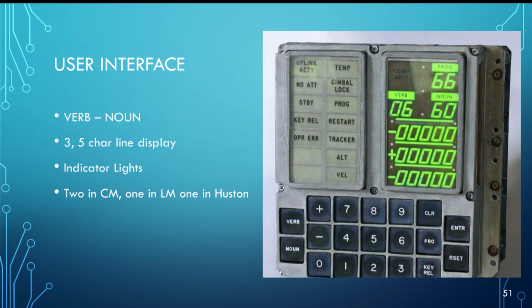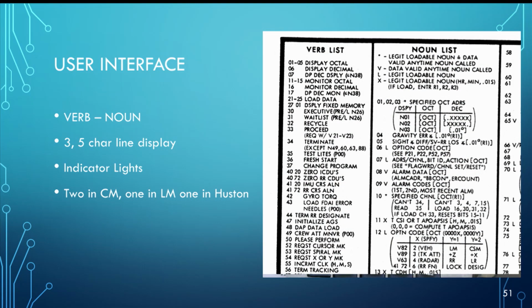But anyhow, there was this verb-noun interface, and you can see the two buttons there, verb and noun. You key in a verb and key in a noun, and that would tell the computer to do something. This is a partial list of all the verbs and nouns that they needed to learn. Ultimately, they had this stuff pretty much memorized.